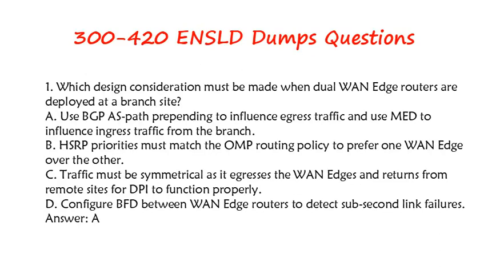1. Which design consideration must be made when dual WAN edge routers are deployed at a branch site? A. Use BGP as path prepending to influence egress traffic and use MED to influence ingress traffic from the branch. B. HSRP priorities must match the OMP routing policy to prefer one WAN edge over the other.